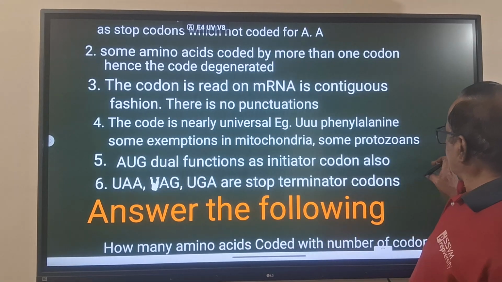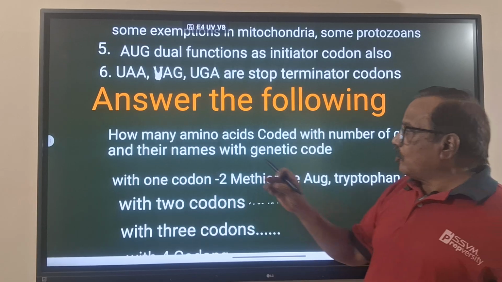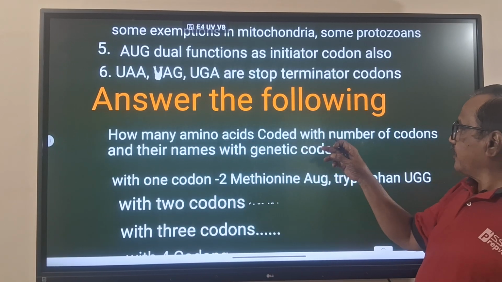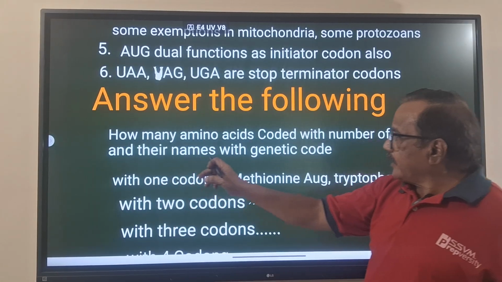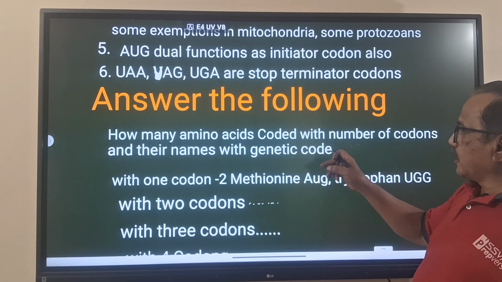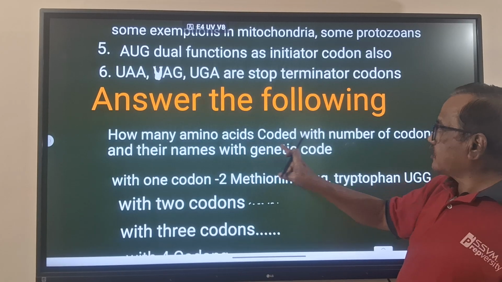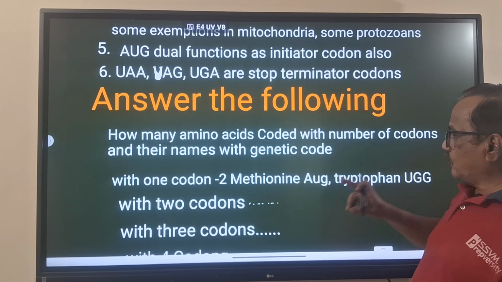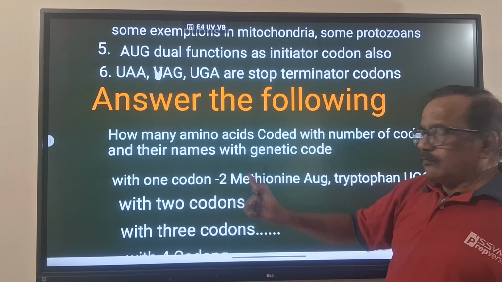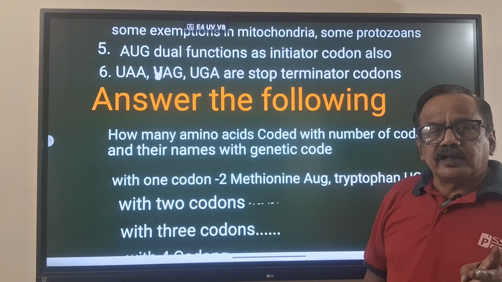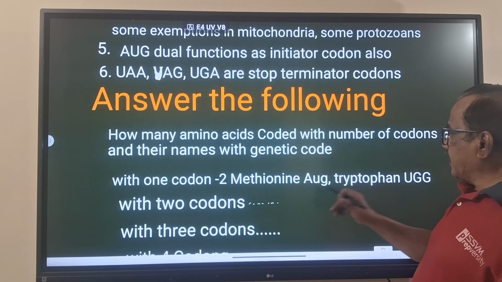Next, here you see now. Answer the following. How many amino acids are coded with a number of codons, and their names, with the genetic code. This only in the starting I told. So amino acids coding with number. For example, I have given one model with one codon, two amino acids. What are they? Methionine and tryptophan.